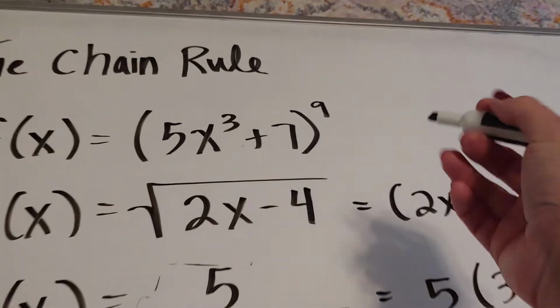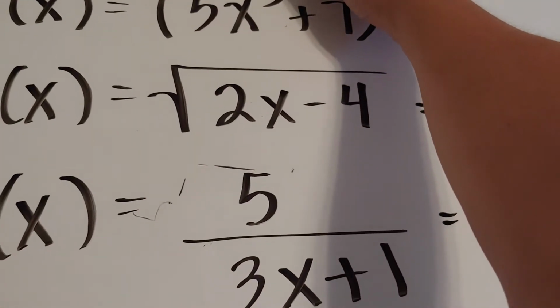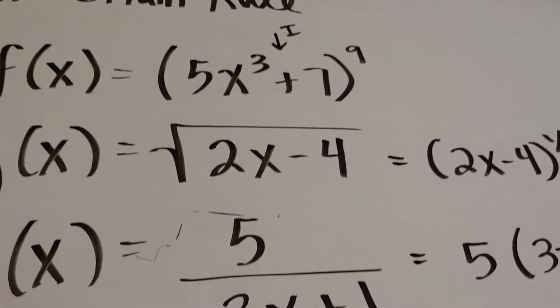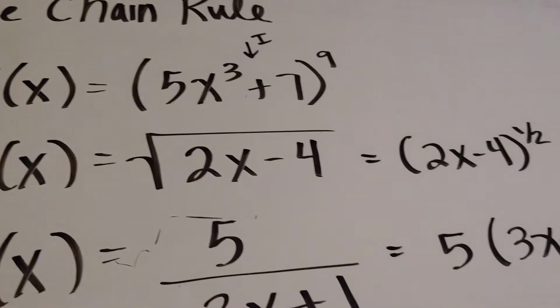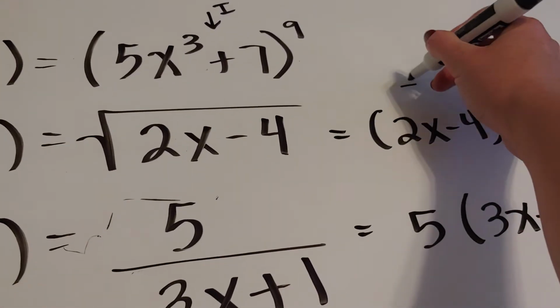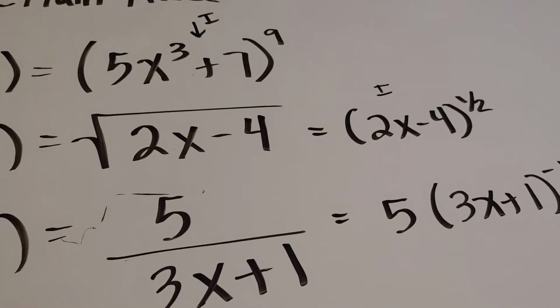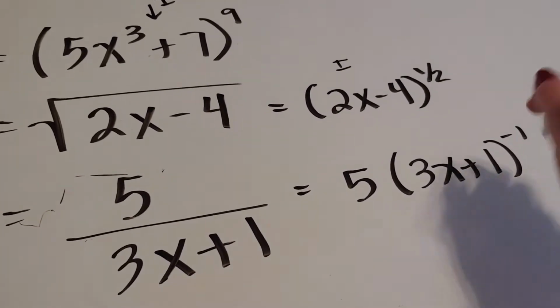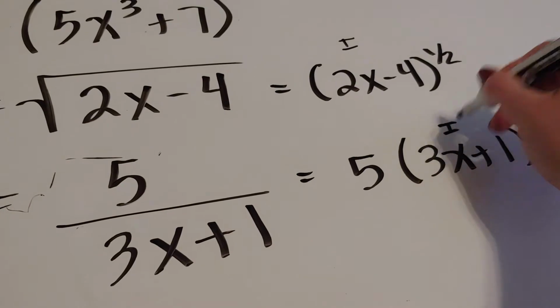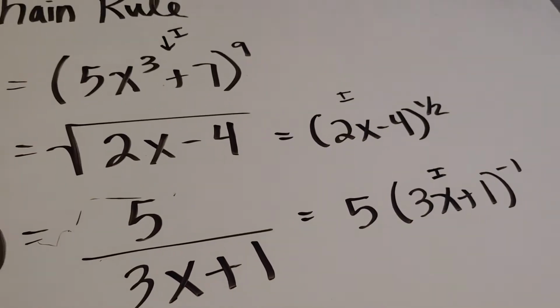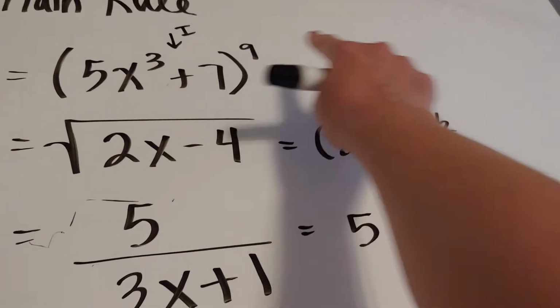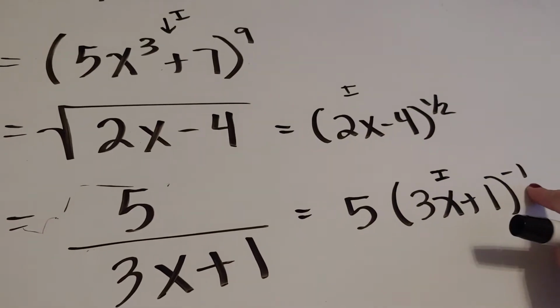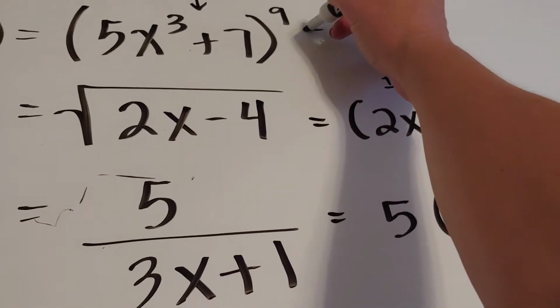So here the inside function is 5x cubed plus 7. Here the inside function is 2x minus 4. And here the inside is 3x plus 1. All right, the outside is this power of 9, power of 1/2, and power of negative 1. So this is the outside.